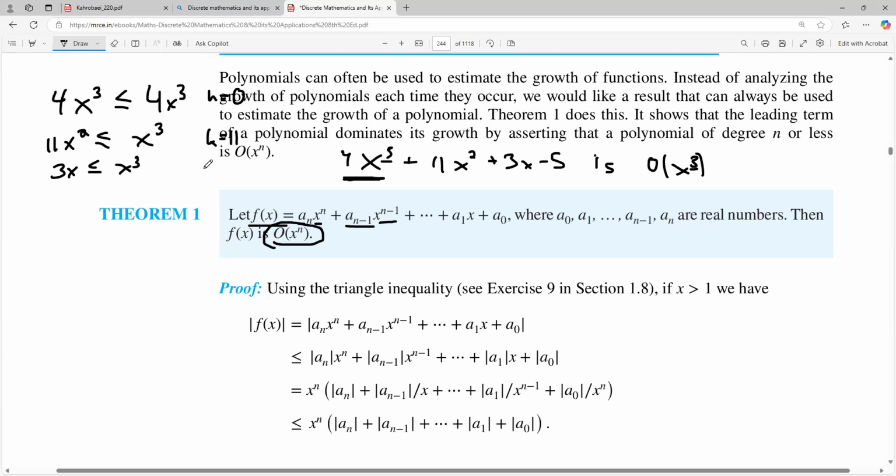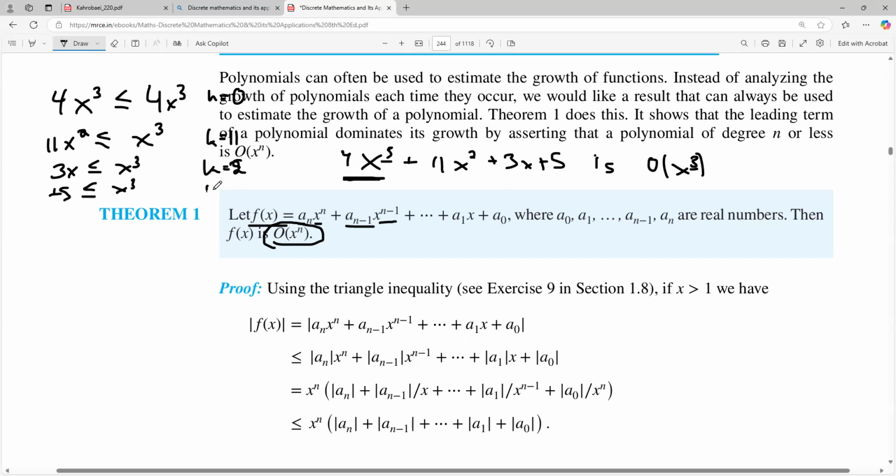Let's say k is equal to 2. 3 times 2 is 6. 2 cubed is 8. Yep, that's true. And we got minus 5. Actually, we got positive 5. Don't put minus. Positive 5 is less than or equal to x cubed.